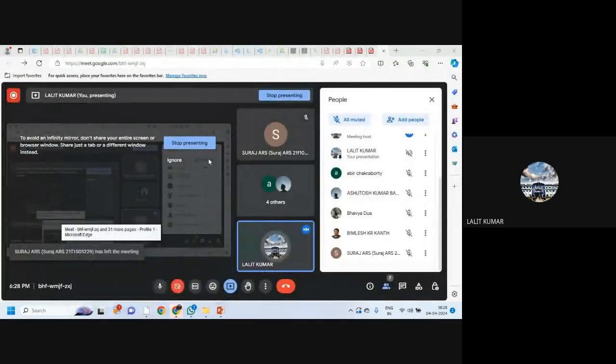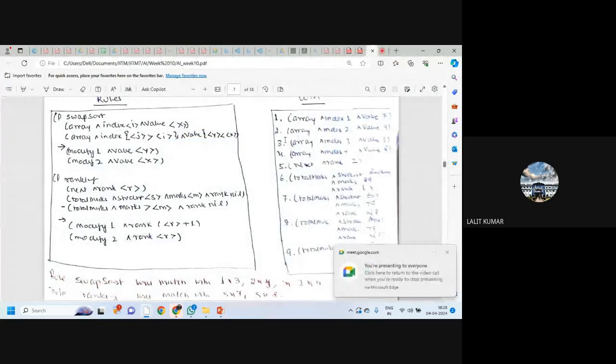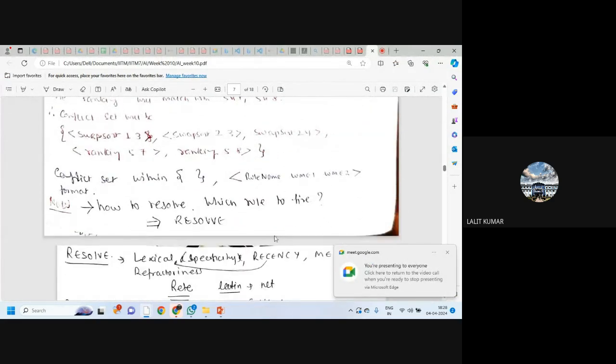So this we have understood, how these rules matched with this. So what are the things to remember? That the conflict set is enclosed within curly brackets, and inside it has a format: a rule name, and then the names of the working memory elements. So for example, it will be rule name, WME1, WME2. This is the format of a conflict set.